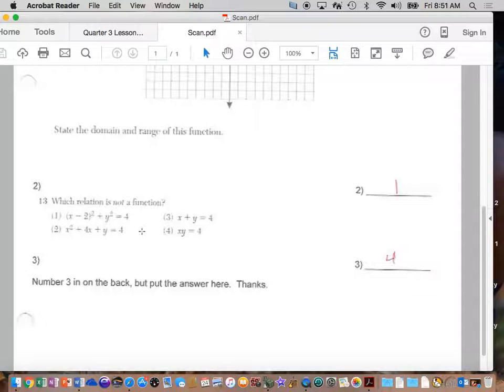I meant for number 4. Oh, for choice 4? Yeah. I would solve for y. I would put 4 divided by x. Okay. Any other questions?